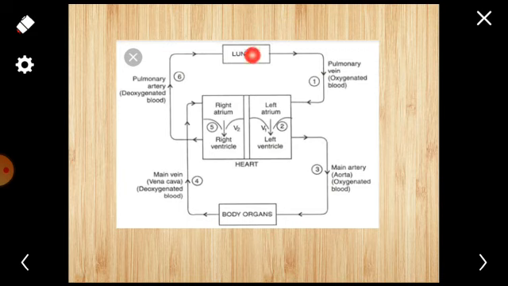Again in the lungs this deoxygenated blood becomes oxygenated and again it is sent to the left atrium through the pulmonary vein. This way this circle is going to repeat again and again. This one circulation shows one beat of the heart.